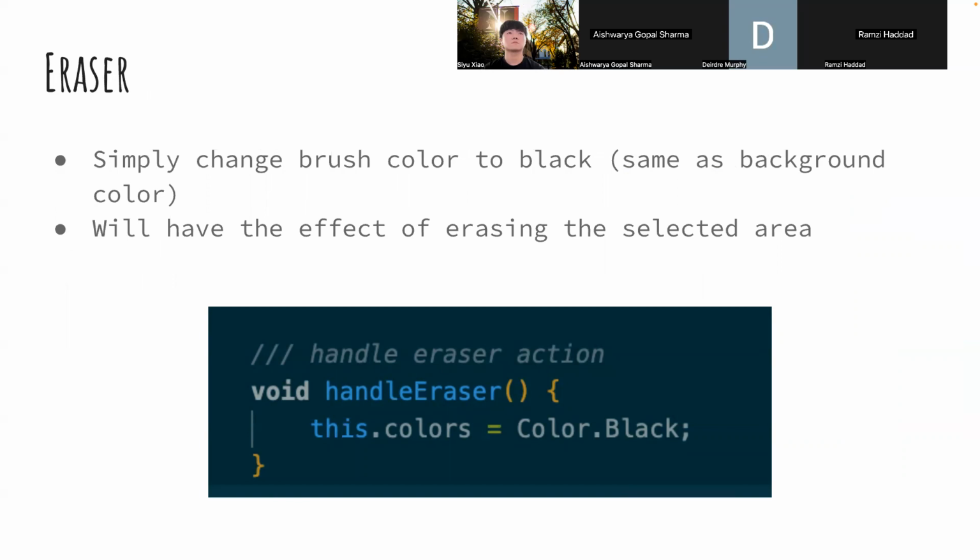And then for the eraser feature, the implementation for that simply is to change the brush color to be black, which is the same as our background color for the drawing application. And essentially this will have the effect of erasing the selected area that the brush is on. This is the code snippet for that.